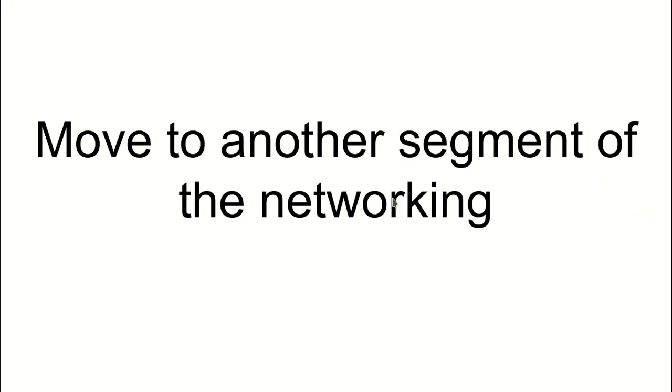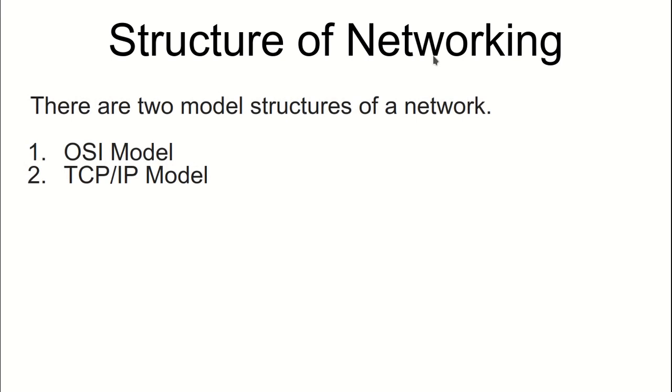So now let's move to another segment of networking. Basically we have covered the broad area of the network, but now let's move to the internal part of the network, and the first part that we are going to discuss is the structure of networking. Alright. So basically there are two model structures of a network. The first one is the OSI model, and the second one is the TCP/IP model.